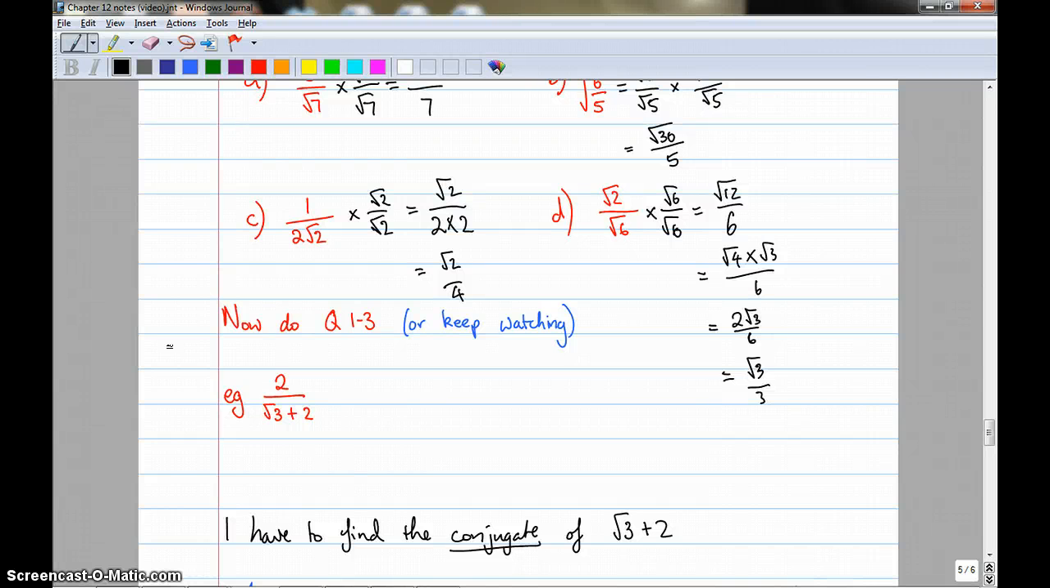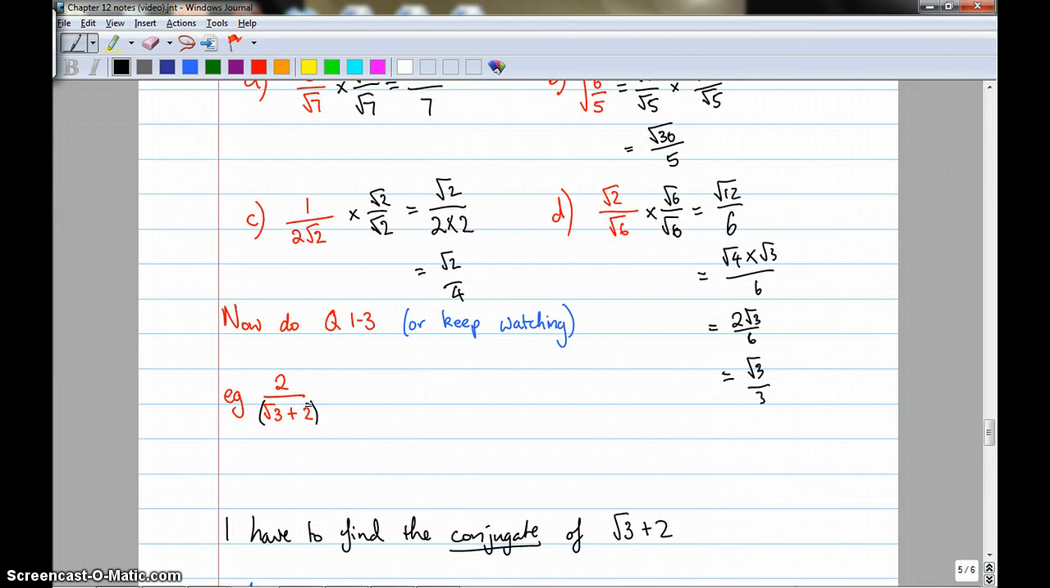Welcome back to part 2 of surds and rationalizing the denominator, exercise 12.5. Now, hopefully you've done questions 1 to 3, or if you've decided to keep watching, that's fine. I'm going to look at this one here, 2 on divided by the all of root 3 plus 2. There's a kind of a secret bracket around that bit there.